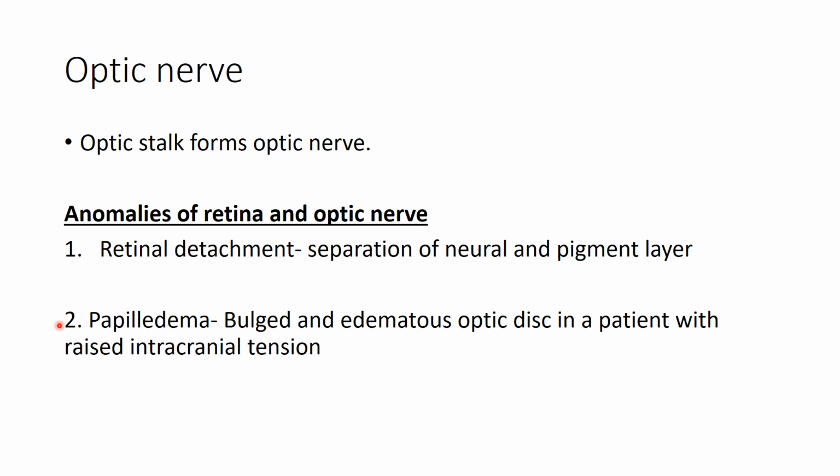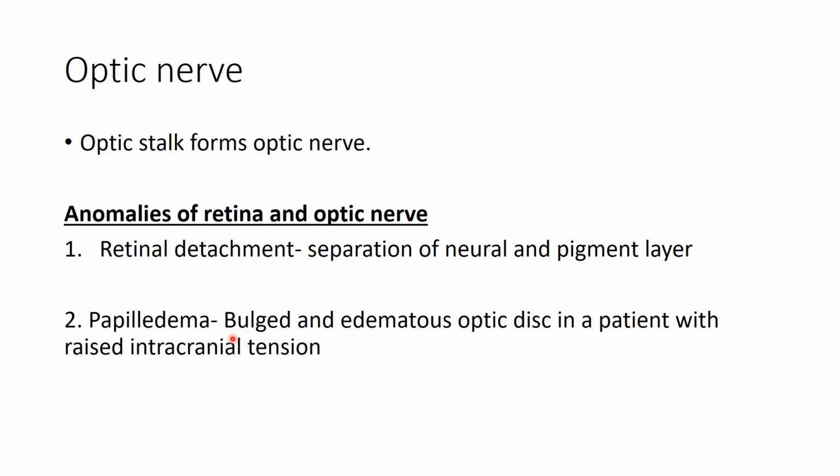We can also see what congenital papilledema is. Suppose there is a bulged and edematous optic disc. Now you may be wondering what the optic disc is. The attachment point of the optic nerve to the eyeball is called the optic disc, as we see from the pupil. So if this optic disc is enlarged and edematous, then we call it papilledema.